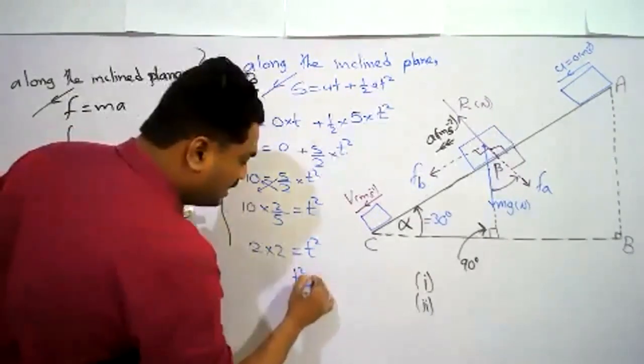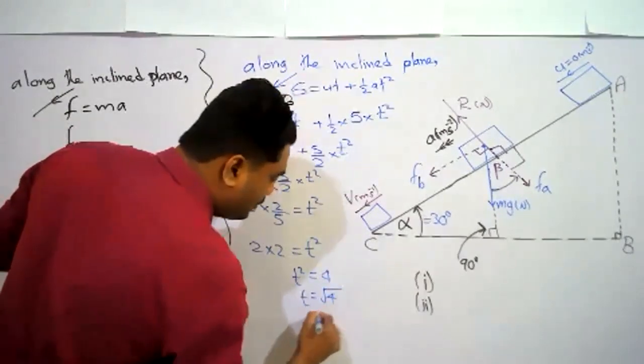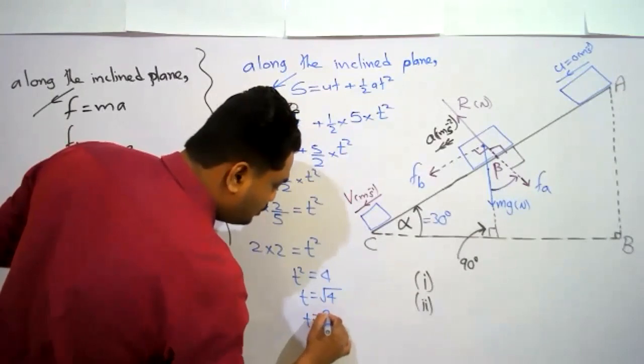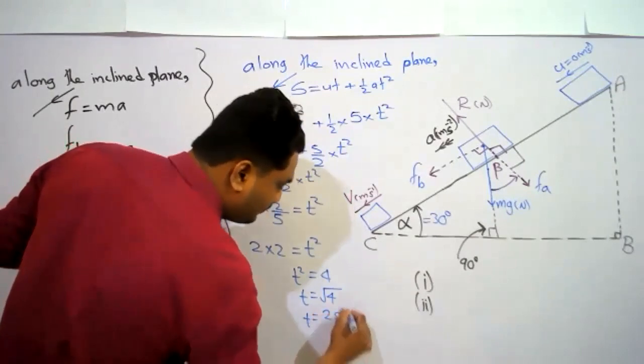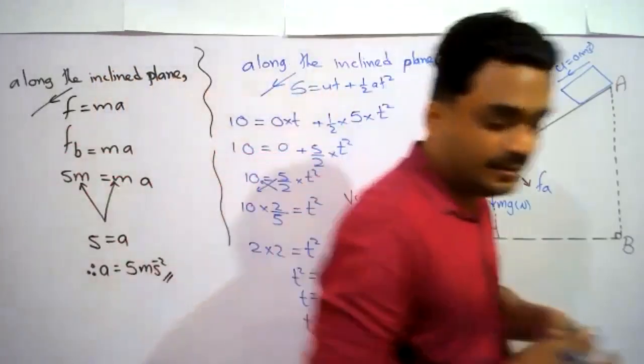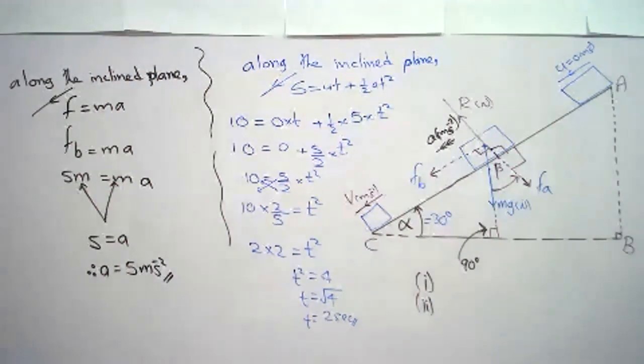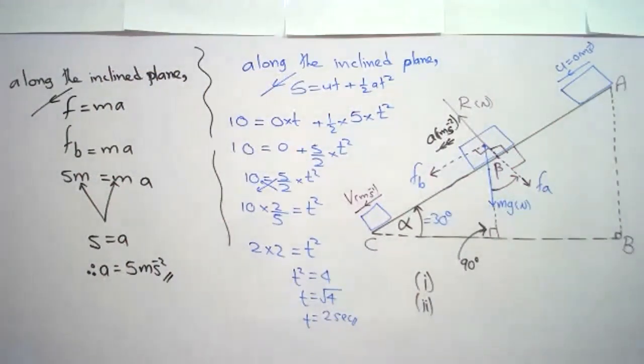Therefore, t square equals 4. It means t equals square root of 4. So t equals 2 seconds. Who got this answer? T equals 2 seconds. Who got this answer? Lamoy? Okay, very good. Complete here.